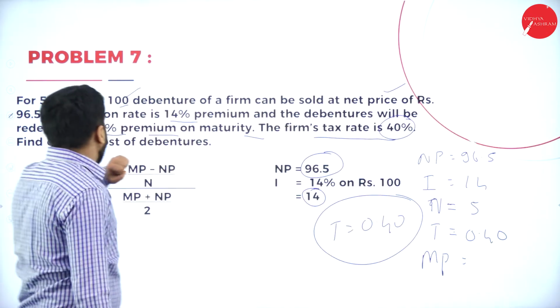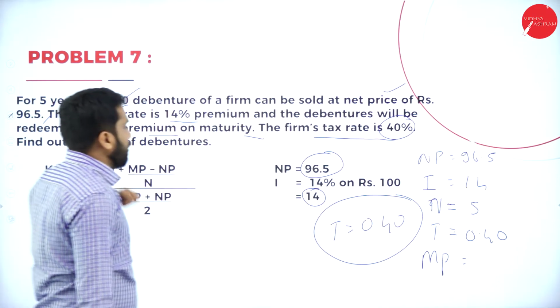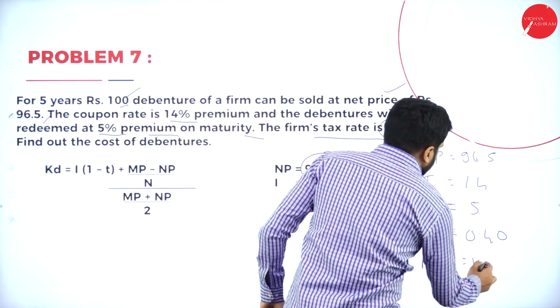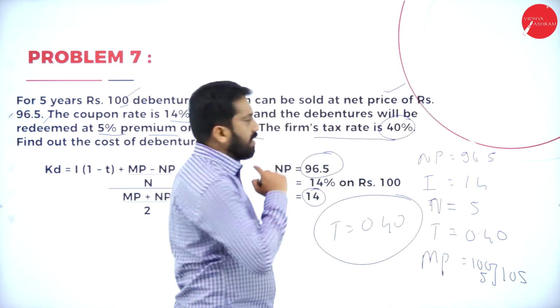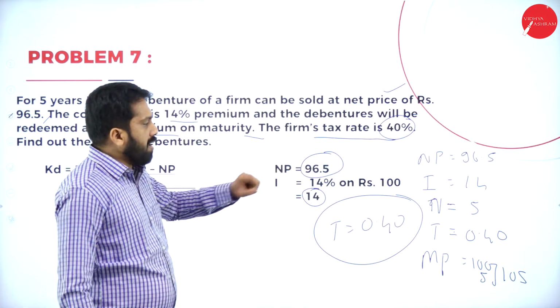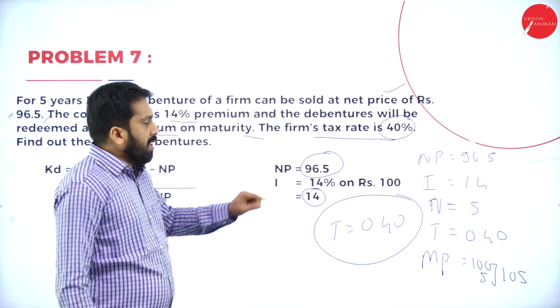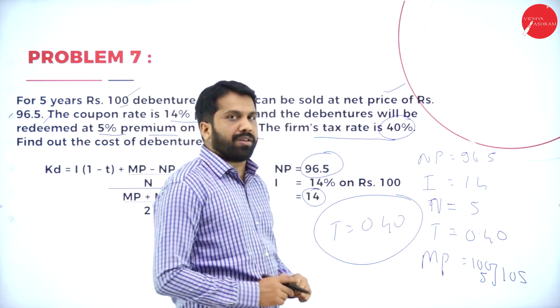The debenture will be redeemed at 5% premium. What is the actual value? 100. 100 plus 5, this will be 105. Hope you are clear. 96.5 is your net proceeds. Interest is 14. Your number of years is 5. Tax is 40%. And your MP is 105.